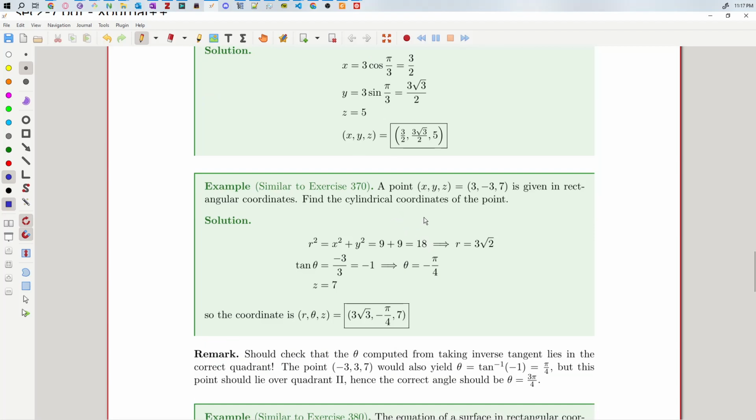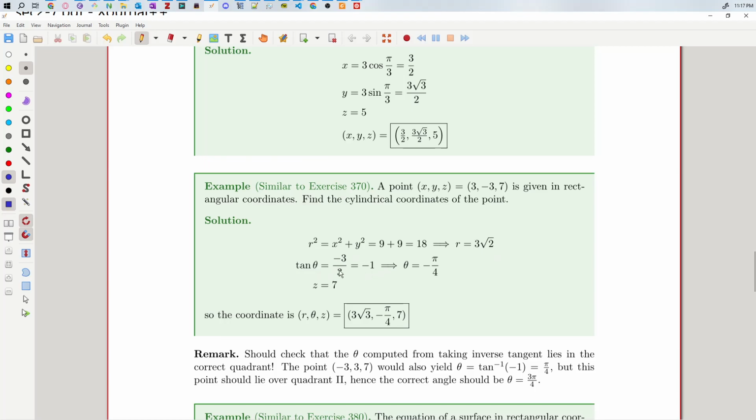Next one. Suppose you're given a point in rectangular coordinates. Find the way of naming it in cylindrical coordinates. So we use the formulas r squared is equal to x squared plus y squared, and theta is equal to y over x. So you end up solving for r. After plugging in, you take the square root. You get 3 radical 2.